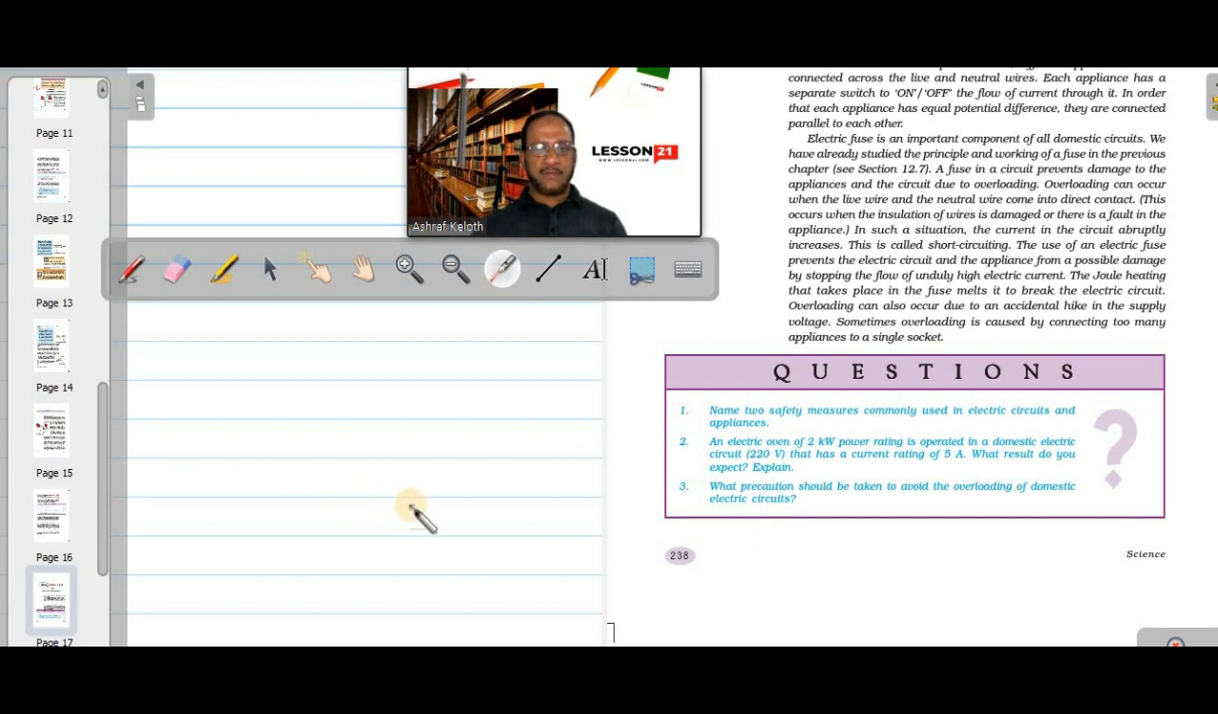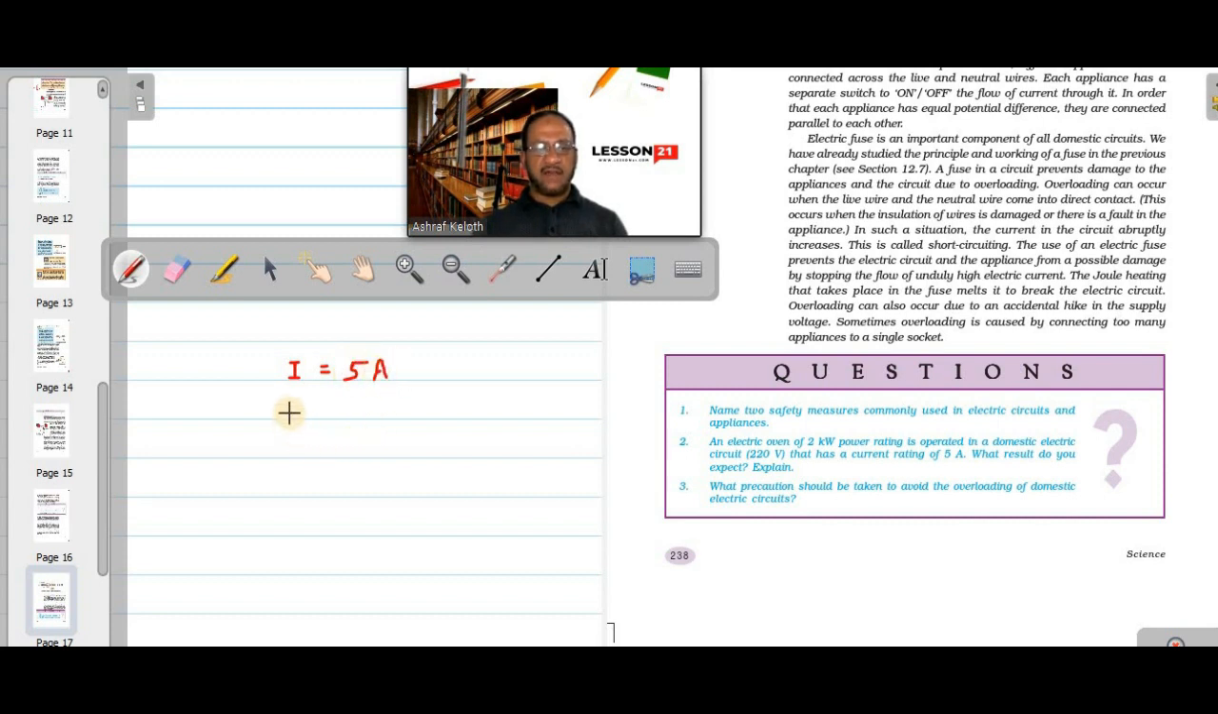The next question. An electric oven of 2 kilowatt power rating is operated in a domestic electric circuit of 220 volt that has a current rating of 5 ampere. What result do you expect? Explain. Okay, so here the current rating means, what is the meaning of current rating? Current rating means the maximum current allowed in a branch. Here the current rating I is given, I is equal to 5 ampere. This is the maximum allowed current.